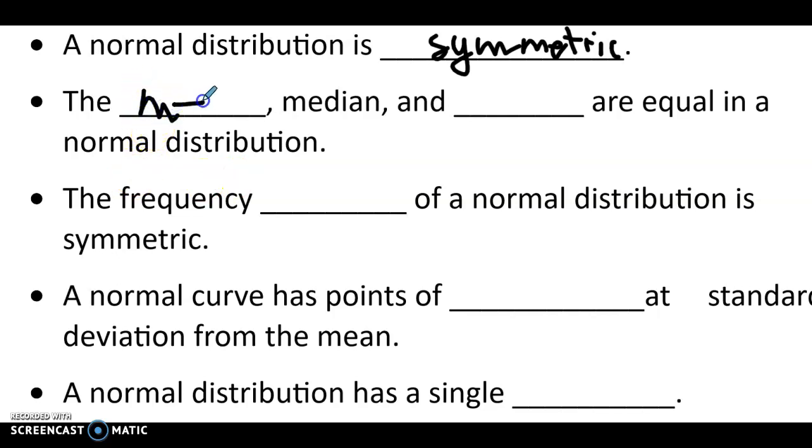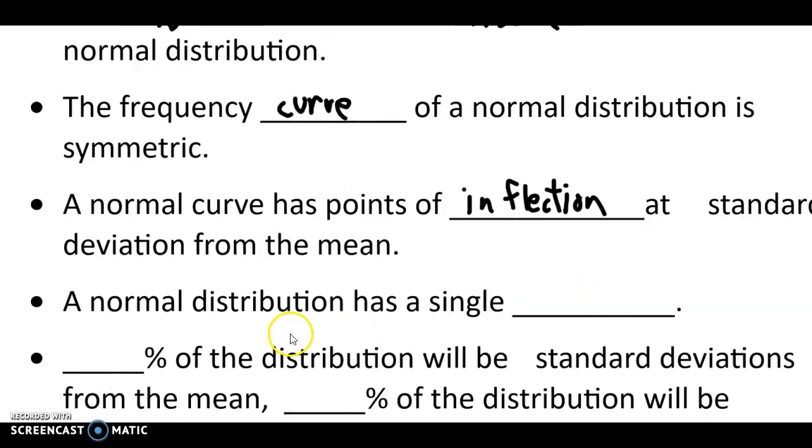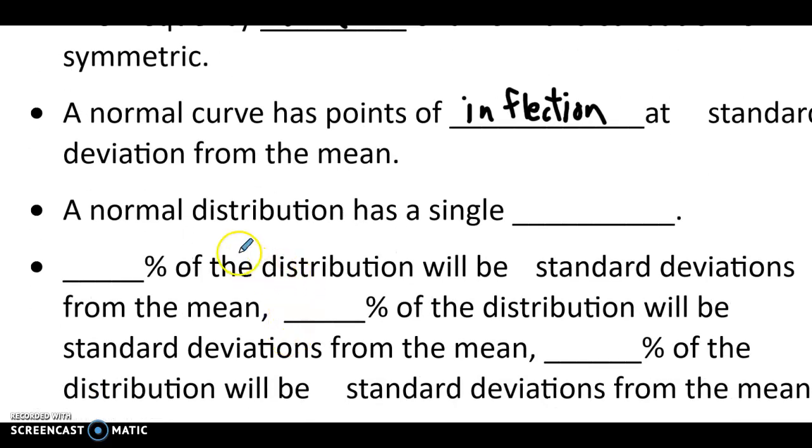The mean, median, and mode are equal in the normal distribution. The frequency curve of a normal distribution is symmetric. A normal curve has points of inflection. So points of inflection, if you remember from one of those examples, that's where it changes from curving upwards to curving downwards. It's just kind of a basic definition of it. A normal distribution has a single node or a single peak.